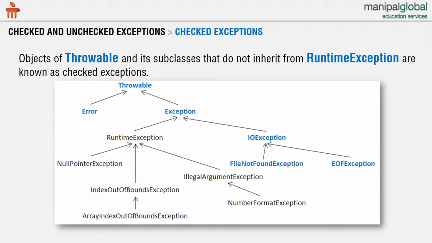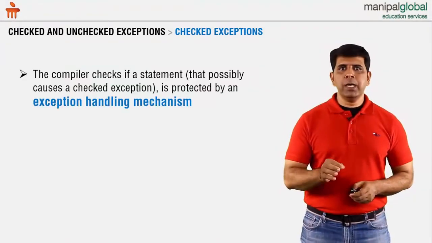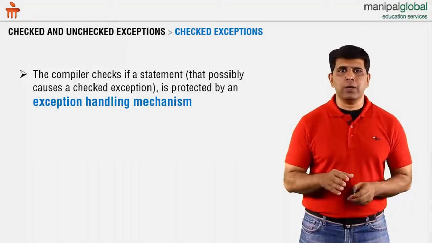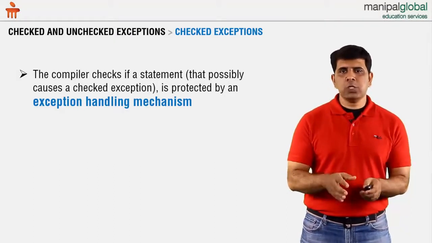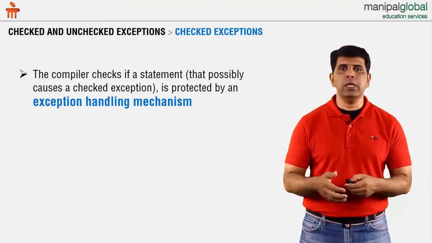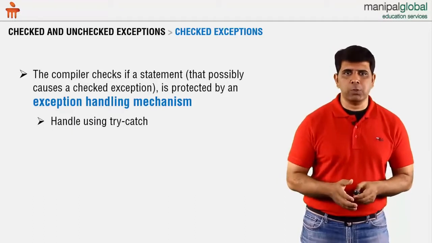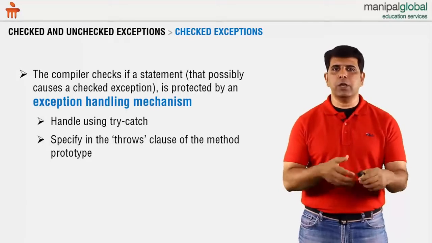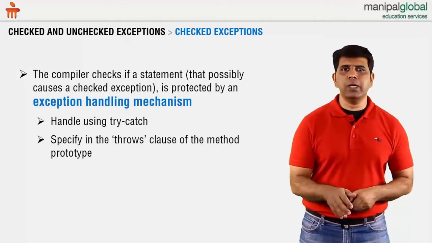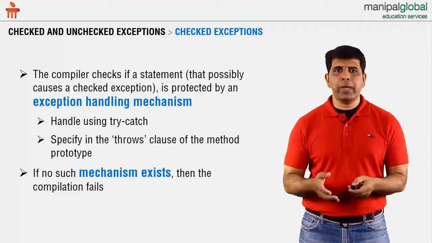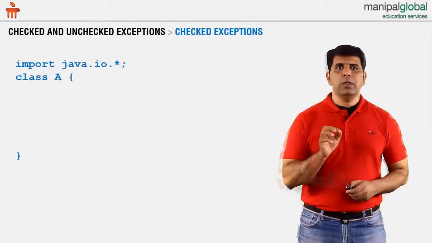That is the reason why it is called a checked exception. The compiler checks if a statement is a potential cause of an exception, it has to be protected by an exception handling mechanism. Now the compiler is going to see, have you done this using a try-catch block, or have you specified the throws clause of the method that you are writing? If none of these are done, the compiler would give an error, and obviously without compilation you can't run the code. Let's take an example.